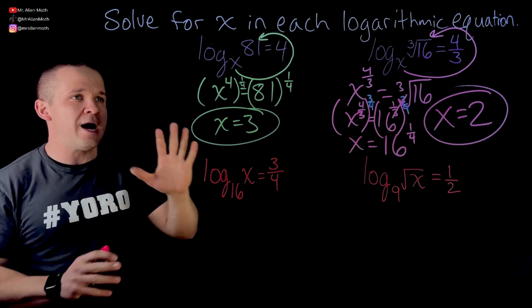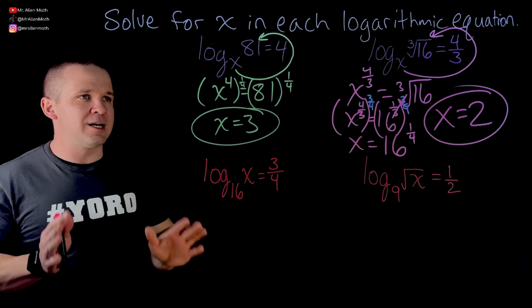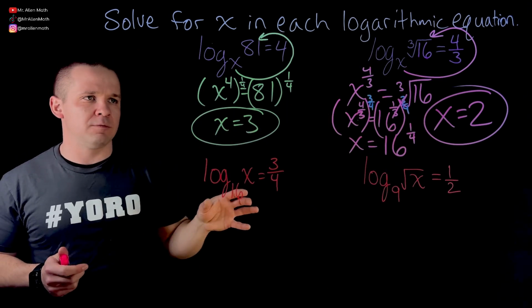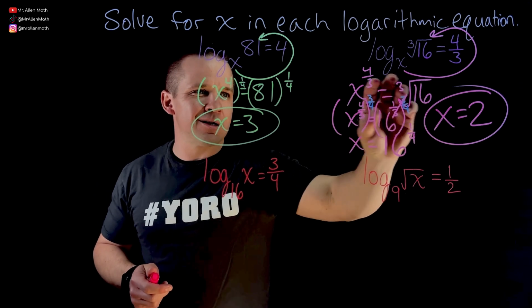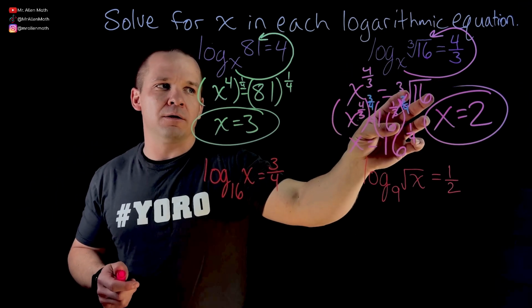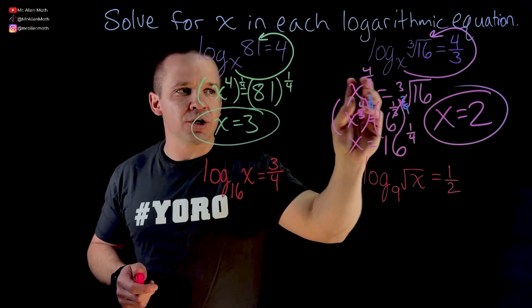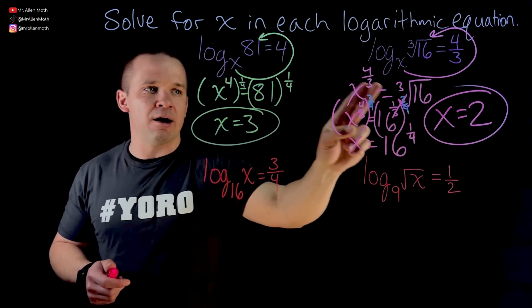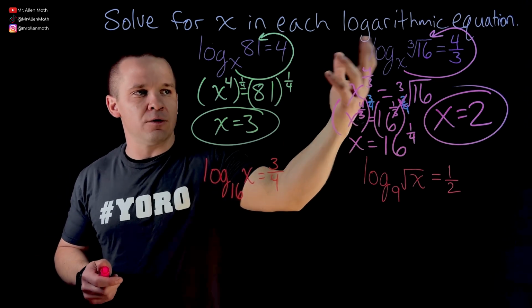So let's just backtrack that real quick, make sure it makes sense. First step, loop and swoop, put it in exponential form, okay? Then it's hard to analyze a situation when you have a rational exponent and you have a radical. So we wrote the cube root of 16 as 16 to the 1/3 power. All right, so now I have x to the 4/3 equals 16 to the 1/3.